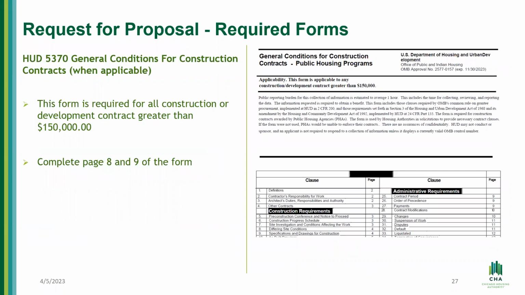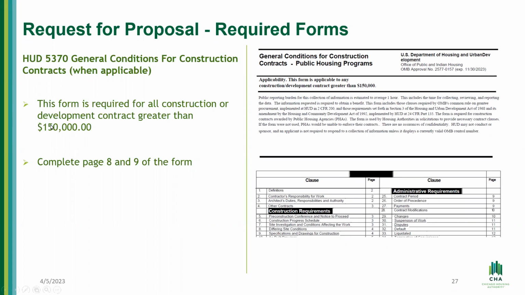The other mandatory form is the HUD 5370, which is the general conditions for construction contracts. Sometimes it's applicable, sometimes it's not, but when it's applicable, you have to submit it. This form is required for all construction or development contracts greater than $150,000. So just make sure you read the instructions.